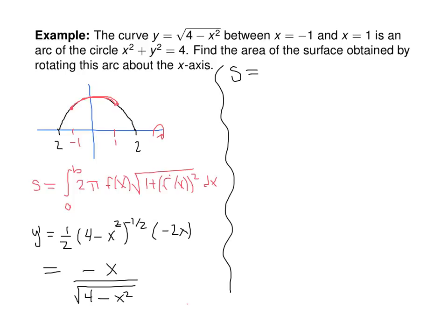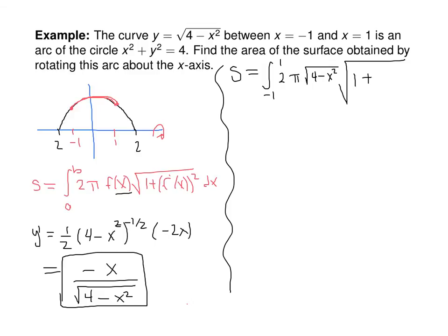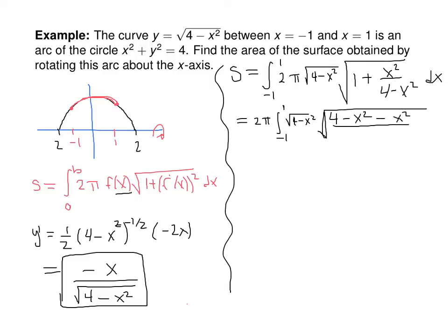So my surface area is equal to an integral from negative 1 to 1 of 2 pi, f of x is just the regular curve, so 2 pi times the root of 4 minus x squared times the root of 1 plus this quantity squared. When I square that, I end up with x squared over 4 minus x squared dx. Now let's get a common denominator inside that second root sign and simplify a little bit. So factor out my 2 pi, integral from negative 1 to 1, root 4 minus x squared. Now inside my second root sign, I will have 4 minus x squared over, or plus x squared over 4 minus x squared dx.